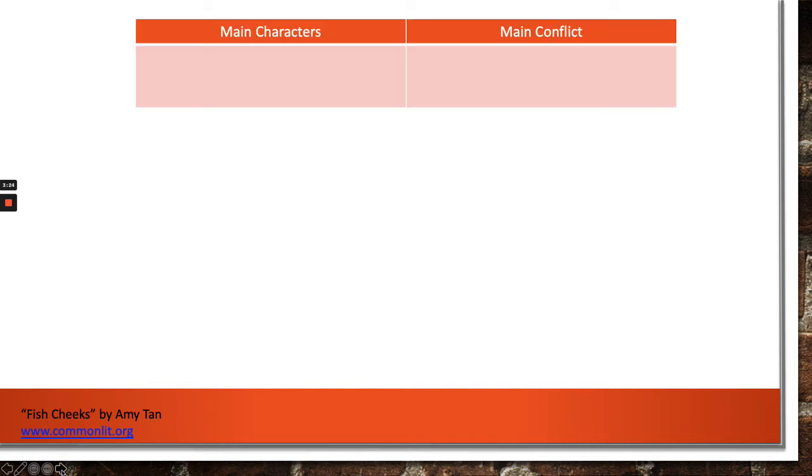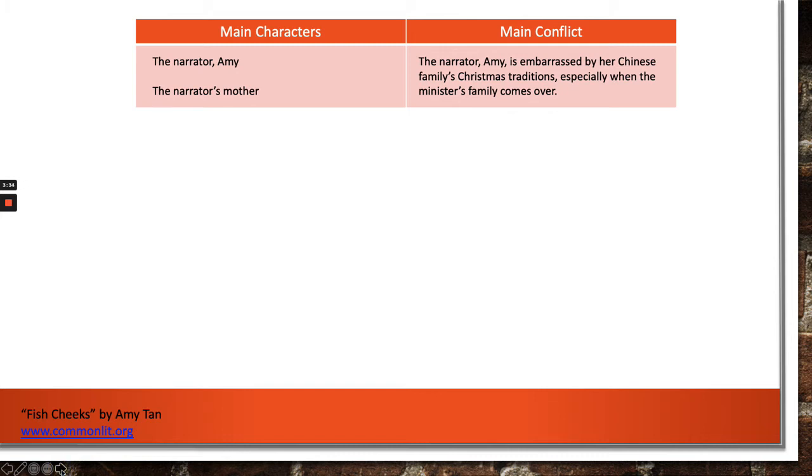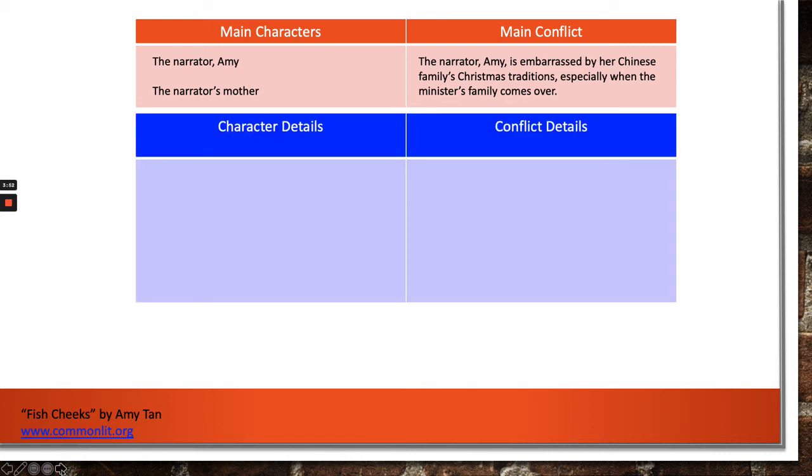So the first thing we want to do is identify the main characters and the main conflict. So we have the narrator, Amy, and at the end we have the narrator's mother, so Amy's mother. So what is the main conflict? We know that the narrator, Amy, is embarrassed by her Chinese family's Christmas traditions, especially when the minister's family comes over. She has a little crush on the minister's son, and she wants her and her family to be more American and less Chinese. So some character details.